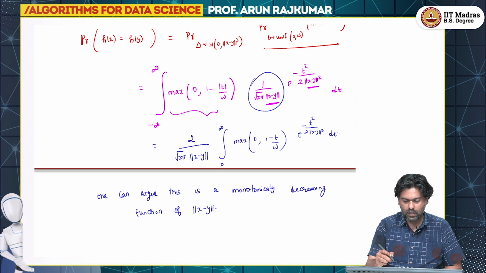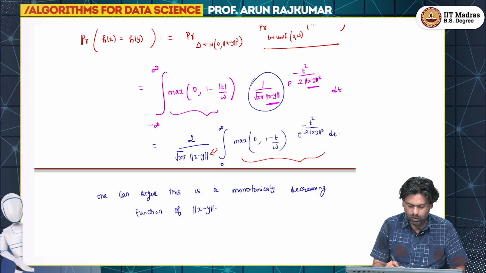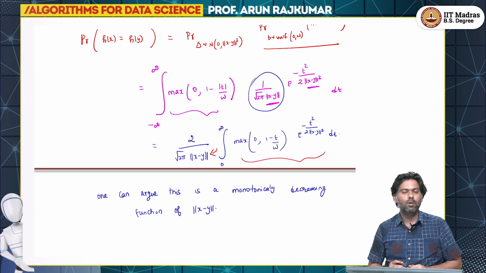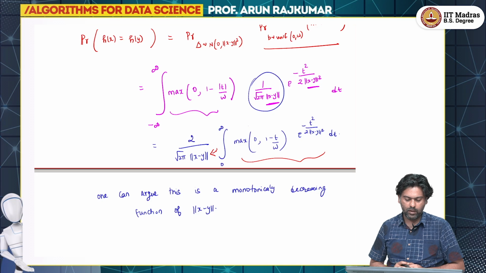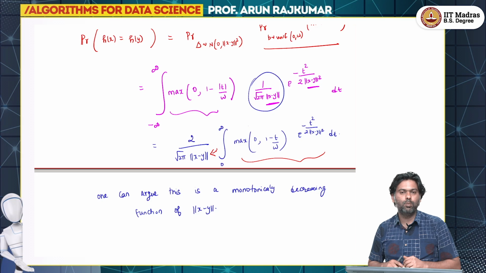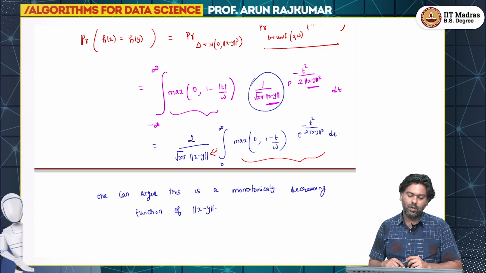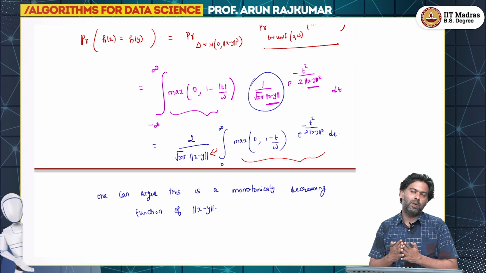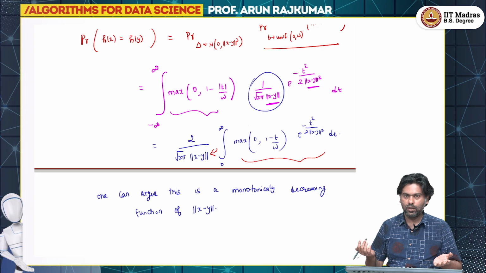The thing to notice is that we can evaluate this expression numerically, but then this also goes down with norm x minus y. Or rather, not goes down. This is inversely proportional to norm x minus y. In other words, as norm x minus y becomes smaller and smaller, the collision probability becomes larger and larger.